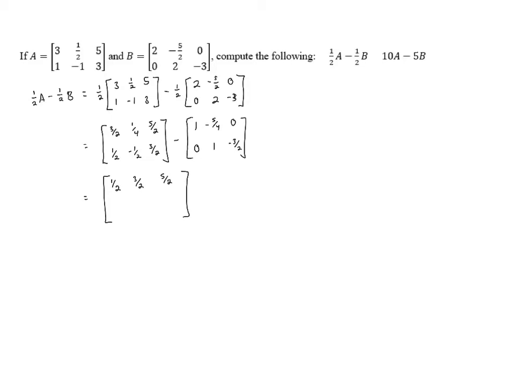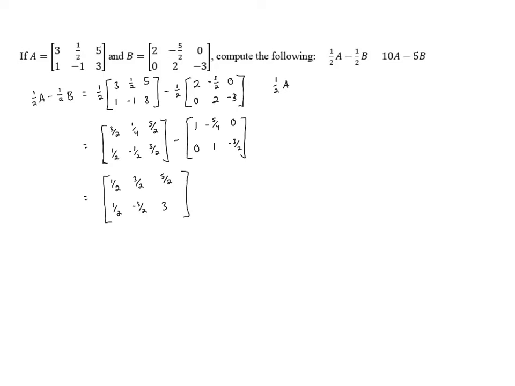In the next row, 1/2 minus 0 is 1/2. -1/2 minus 1 is the same as -1/2 minus 2/2, or -3/2. And then 3/2 minus -3/2 is the same as 3/2 plus 3/2, which gives us 6/2, which gives us 3. So this is one way to do the problem, but there is in fact another way.